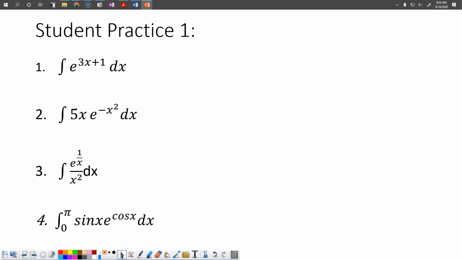I think you guys can handle it. I believe in you. I want you guys to try number 4, a little bit of a trig. Don't let it fool you. It looks really ugly. Just remember, this is your u. Start off by doing your u substitution, and when you're done, it should come out looking a little bit prettier. So go ahead and pause the video, give it a try, see what you get.